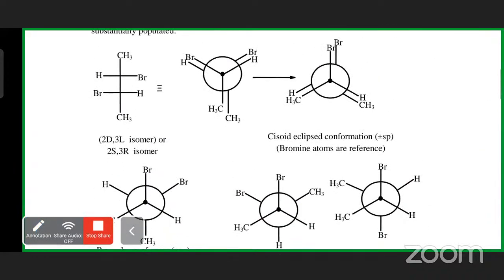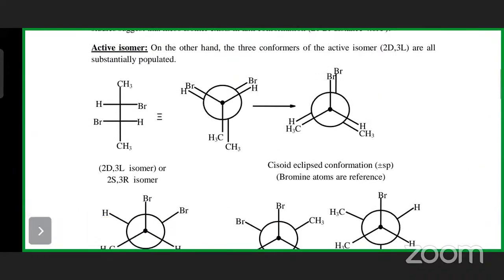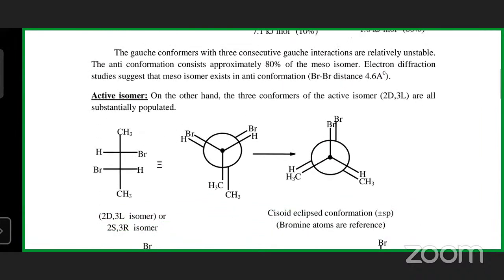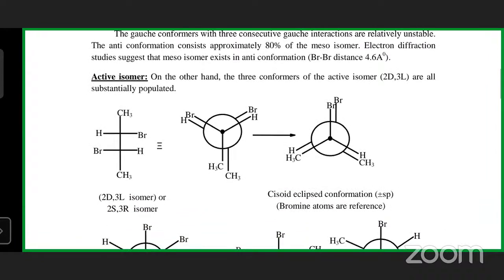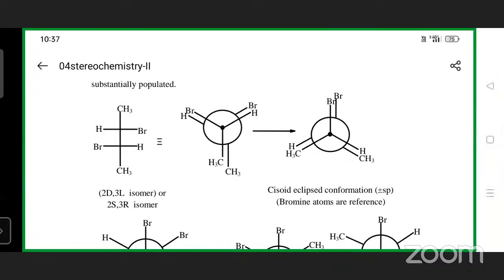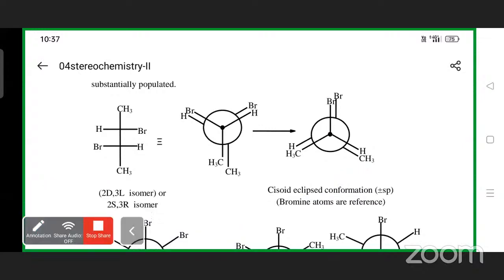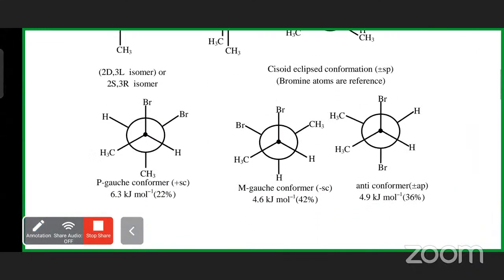Now we will take the active conformation here. So in the active isomer, we'll see this trio. Here this is the eclipsed. Generally the eclipsed is always the least stable compound. And now the P gauche conformer, M gauche conformer, and anti-conformer, right?